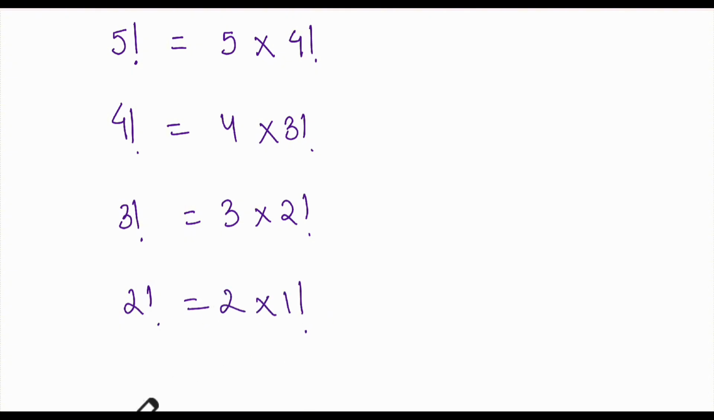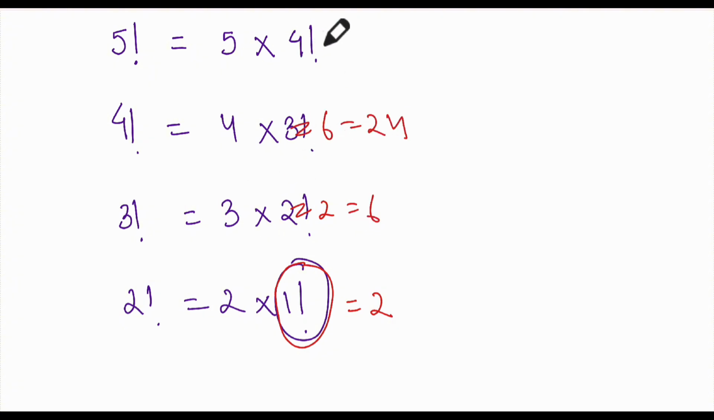Now, as I mentioned, you need a base case. Now you know this value. Because you know this value, now factorial 2 will become equal to 2. So this will be replaced by 2. So this will become equal to 6. Now 3 factorial becomes 6, which is equal to 24. And then 24 into 5, which is equal to 120.